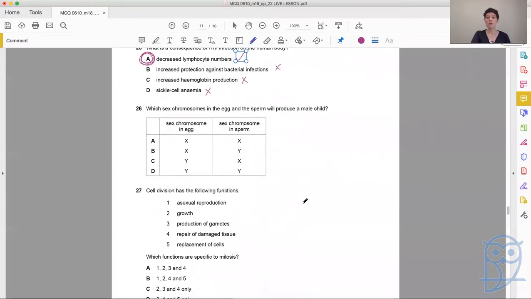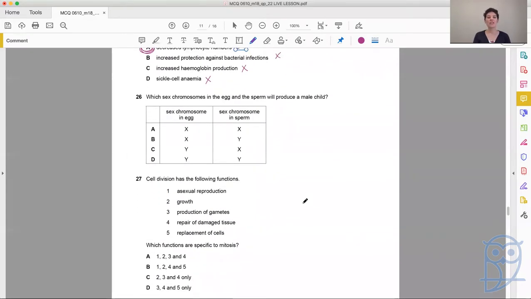So sticking with human reproduction again now, which sex chromosomes in the egg and the sperm will produce a male child? Remember, for male, we need X and Y. But the Y can only come from a dad. Okay, so this one is from a mum. So the egg must have an X and the sperm must have a Y. So we're looking for X in the egg, Y in the sperm. So 26 is B.